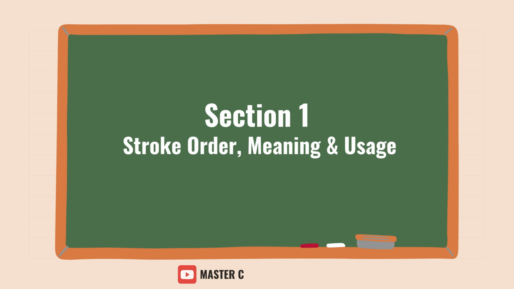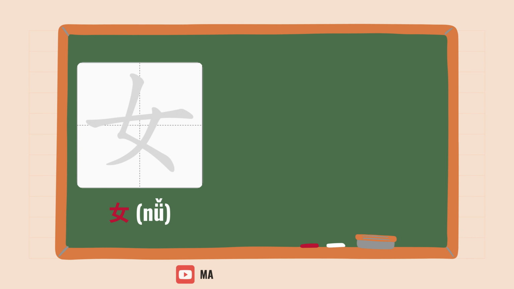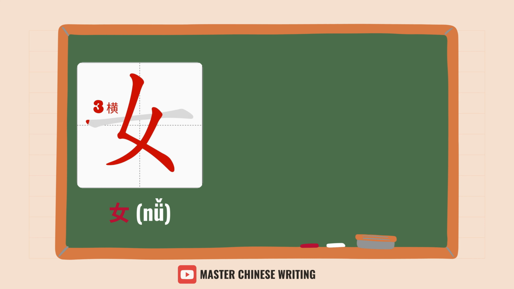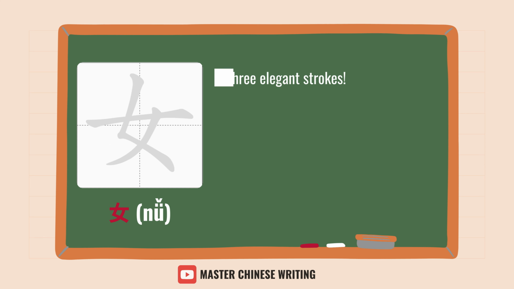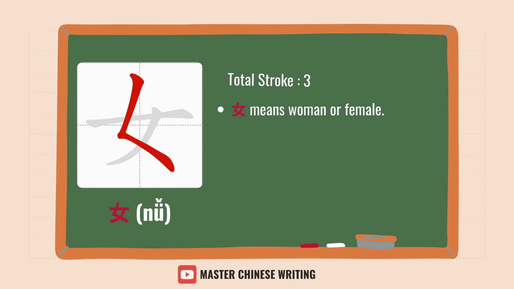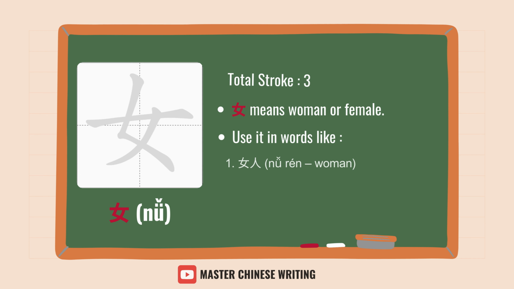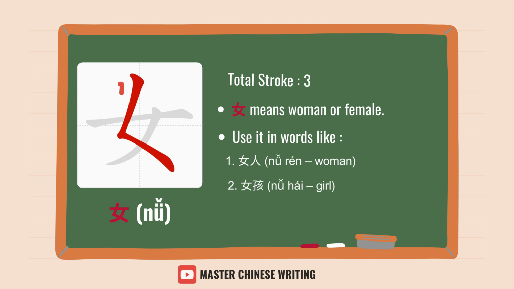Section 1. Stroke order, meaning and usage. 女: 折, 撇, 横. Three elegant strokes. 女 means woman or female. Use it in words like 女人, woman, 女孩, girl, 女士, lady.